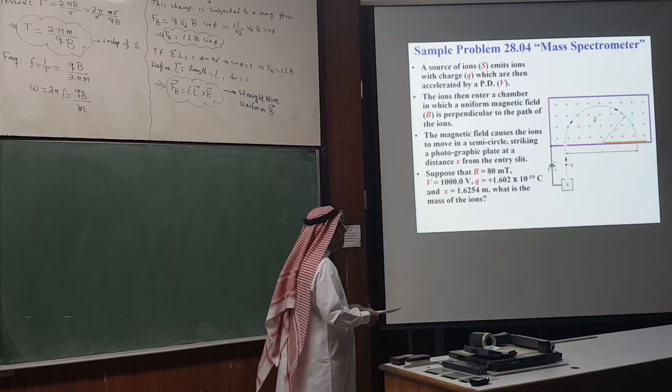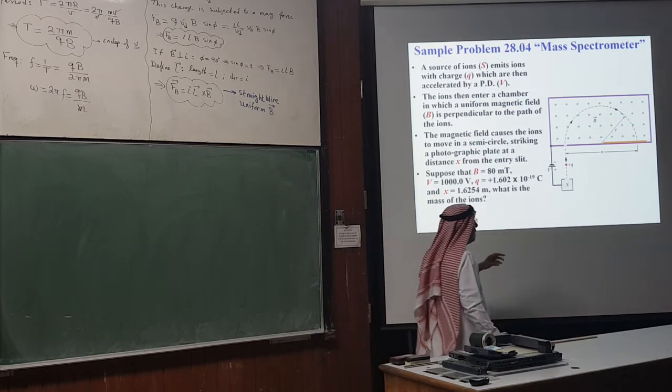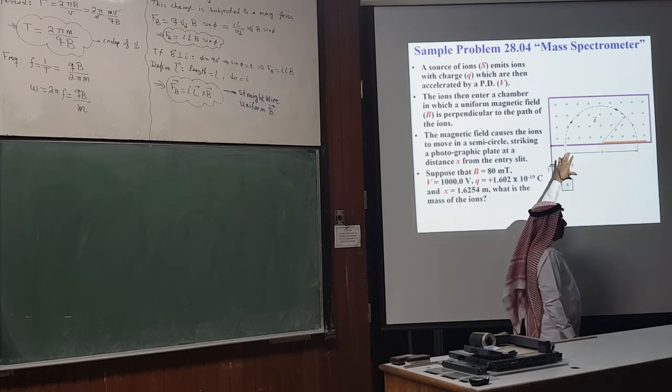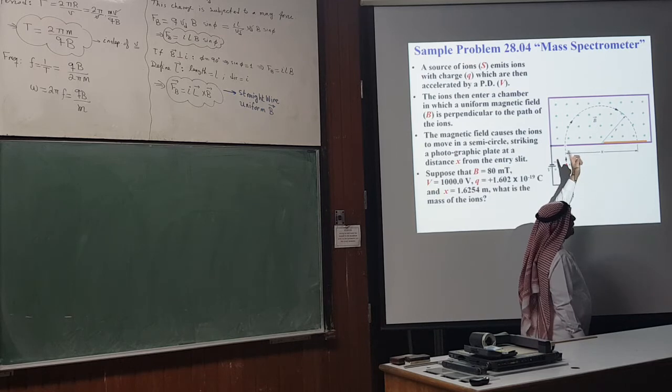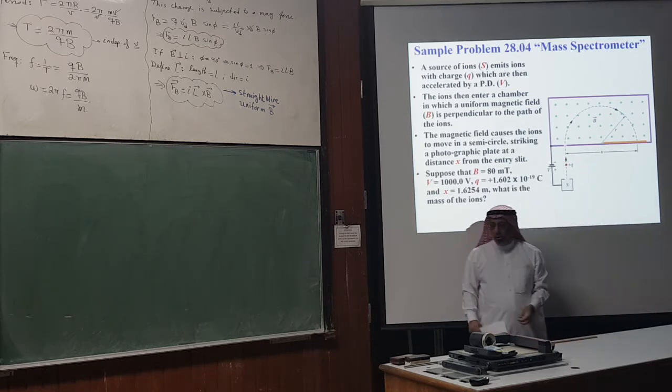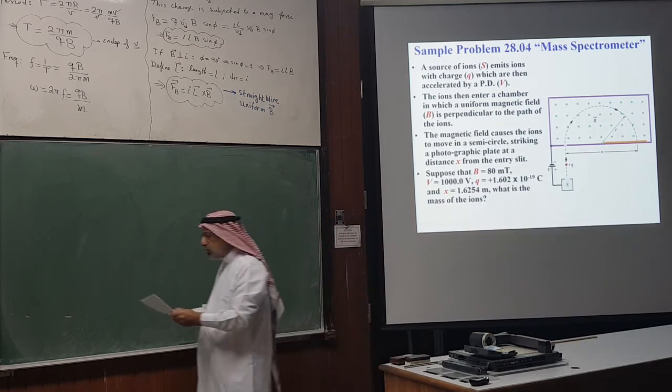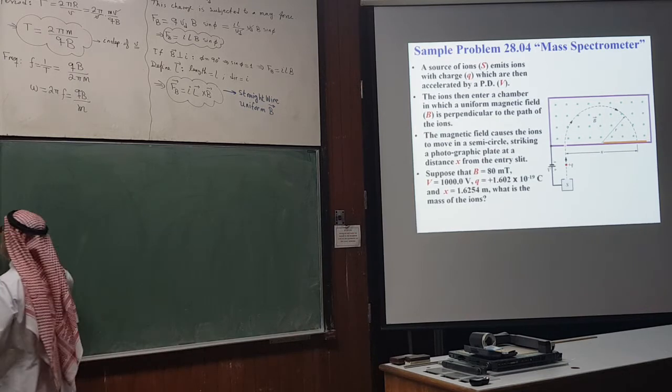Now, in such a problem, we will break it into two parts. The first part is the acceleration part. That's chapter 24. And the second part is the magnetic field part. That's our subject today. So let's start first with the acceleration part.